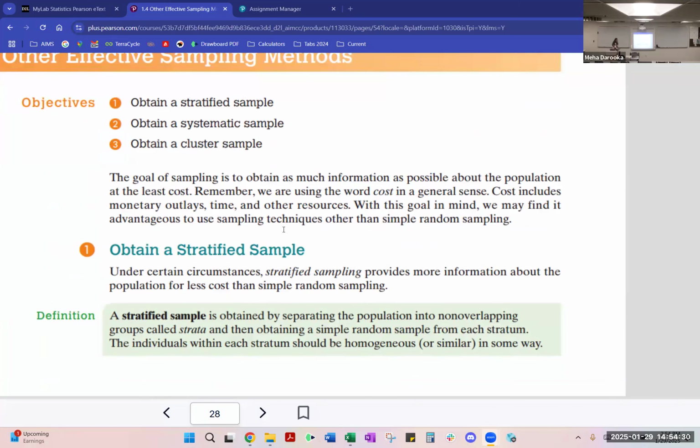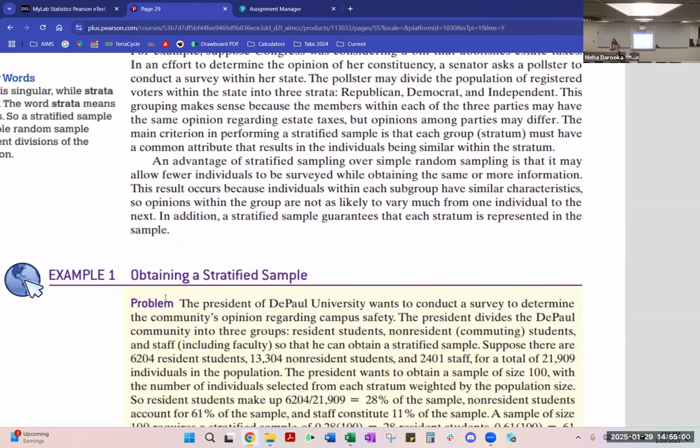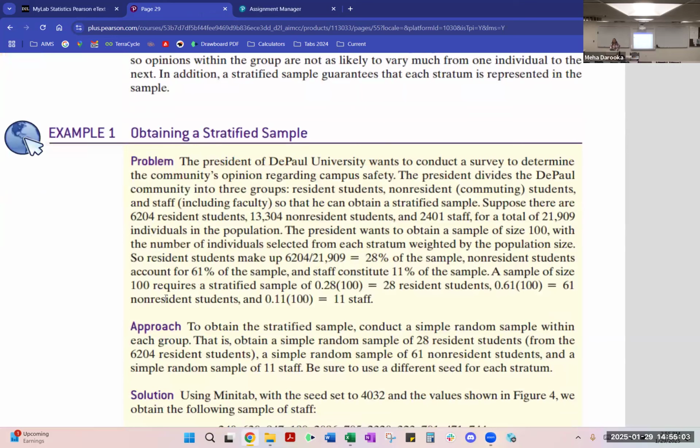Alrighty, so talking about stratified sampling here, this is obtained by separating the population into non-overlapping groups called strata, and then obtaining a simple random sample from each stratum. That means from each group that you have used to subdivide your population. The individuals within each stratum should be homogeneous or similar in some way. So basically with stratified sampling, we're breaking up our population into groups, or strata as they're calling them, and then picking from each stratum.